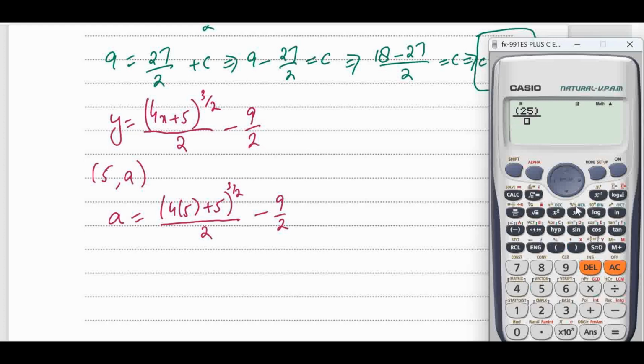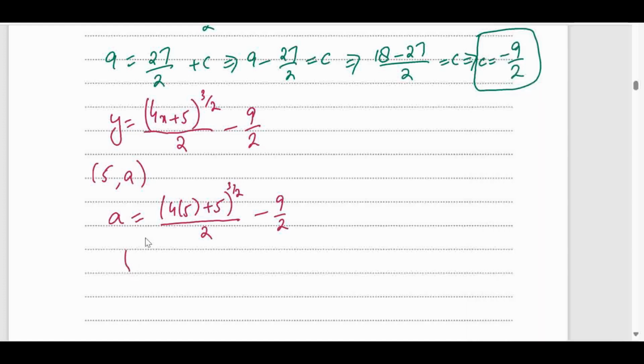25 power 3 by 2, whole divided by 2 minus 9 by 2. The answer will be 58. So a will be equal to 58. So this will be the final answer.